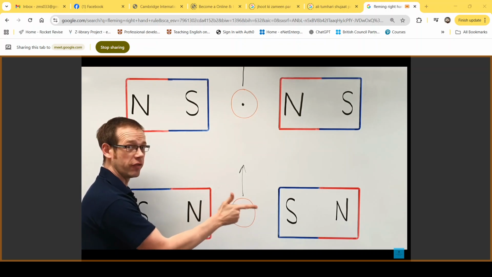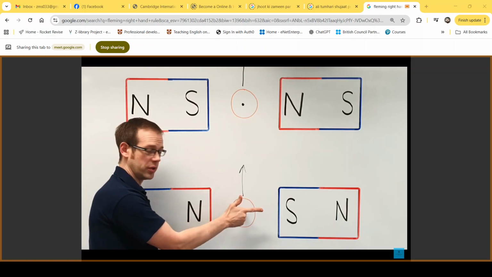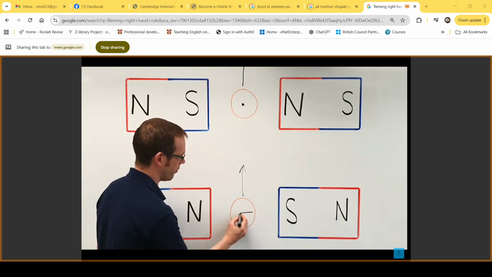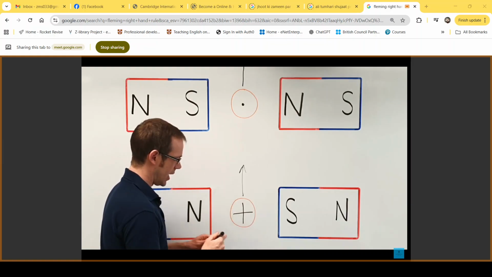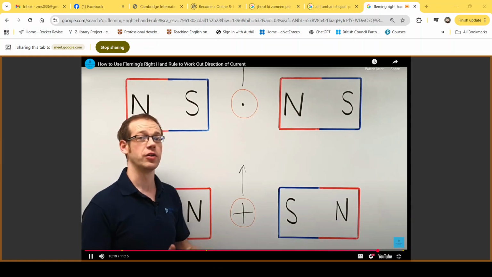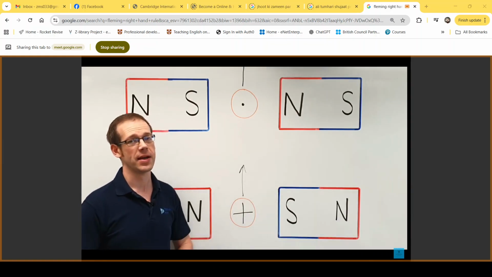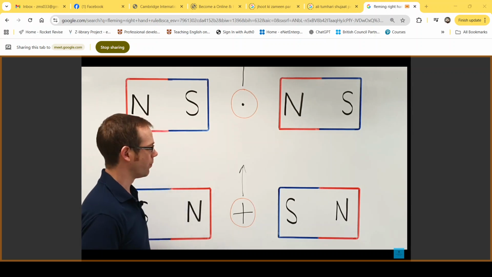And therefore my second finger is pointing into the board, which means that the current must be going away from us in that direction. That's what we've got going on there, and you'll see how that corresponds to what we looked at earlier on when we had the magnet and the galvanometer out on the table.